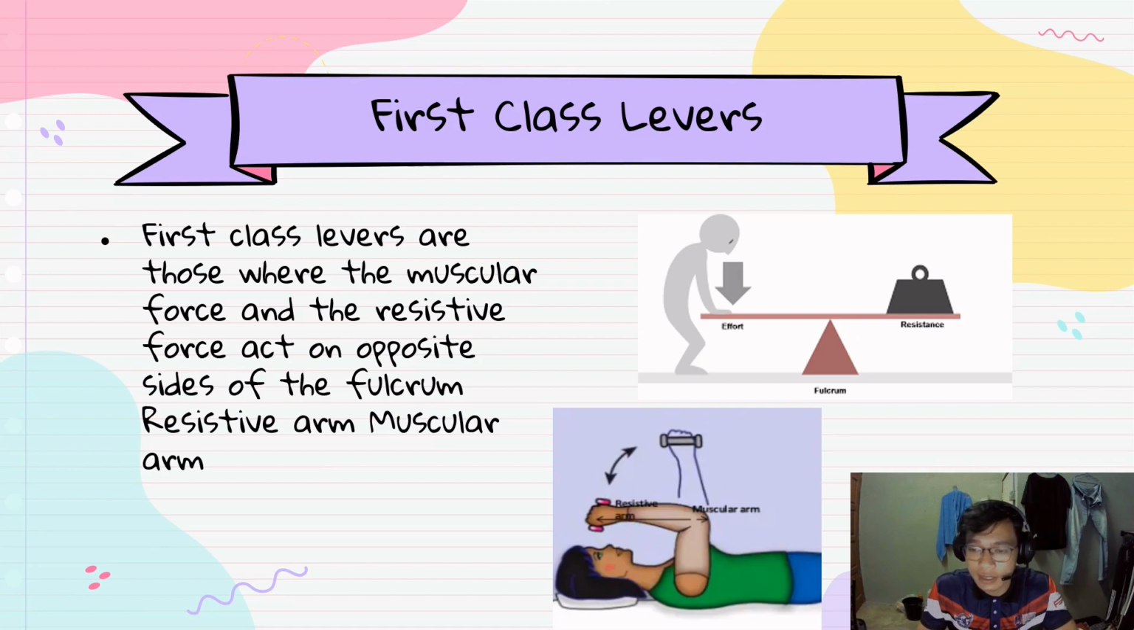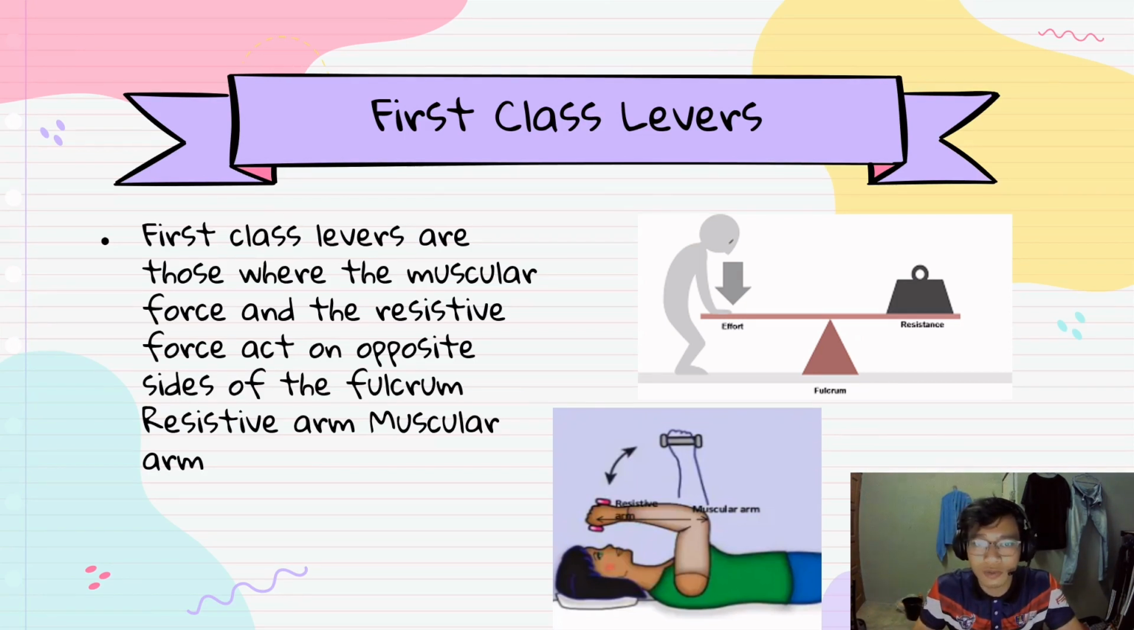And this is an exercise example, which is the skull crusher. We can see that the arm is the resistive arm, and the pivot point, our elbow, is the fulcrum for us to raise our hands up.